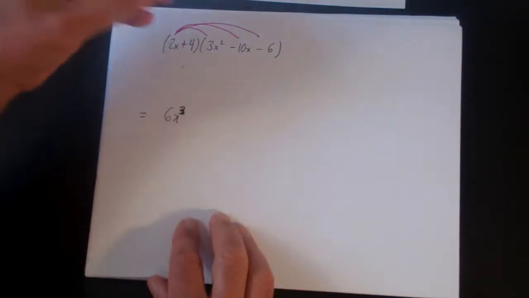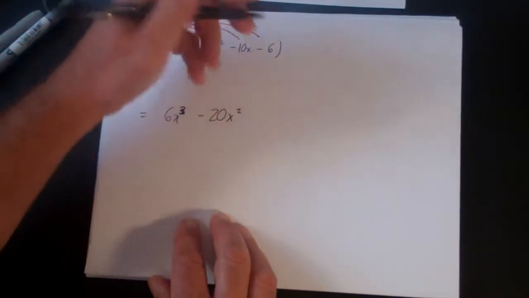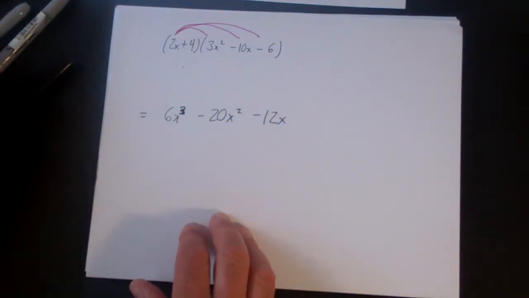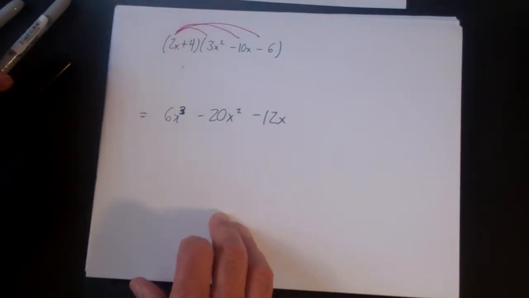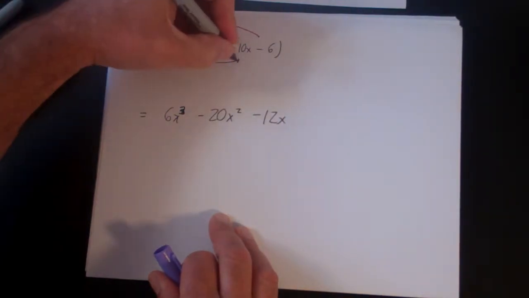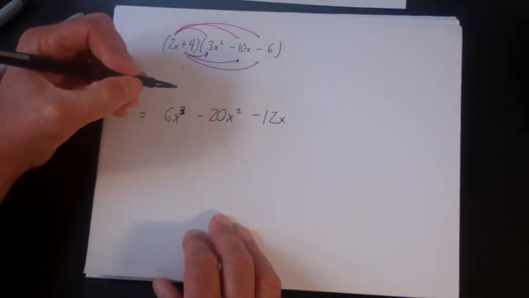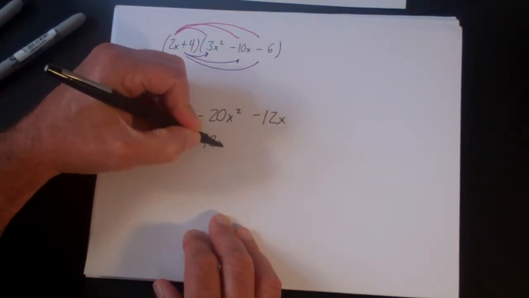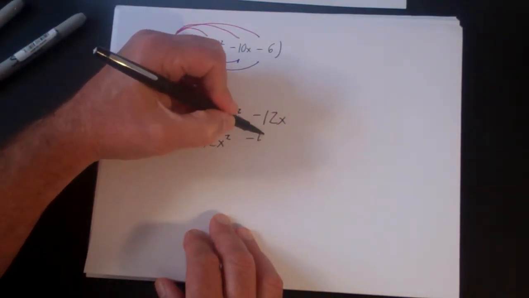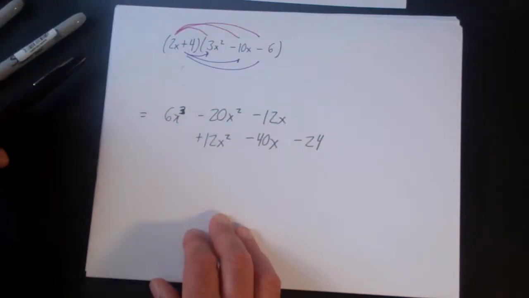And then 2x times minus 10x is a minus 20x squared. 2x times minus 6 is a minus 12x. Now I'm going to distribute the 4 across the three terms. That's going to be 4 times 3x squared is 12x squared. 4 times a negative 10x is a minus 40x. And 4 times minus 6 is a minus 24.